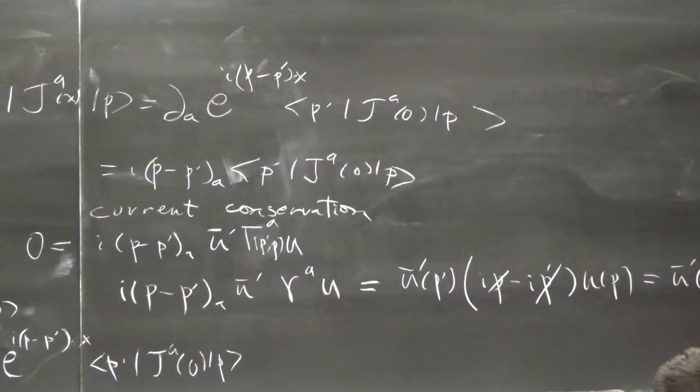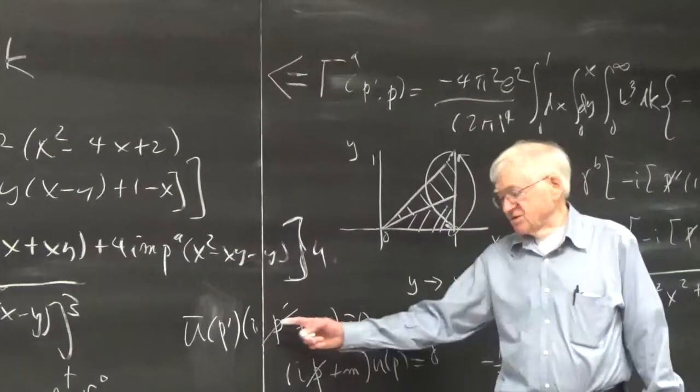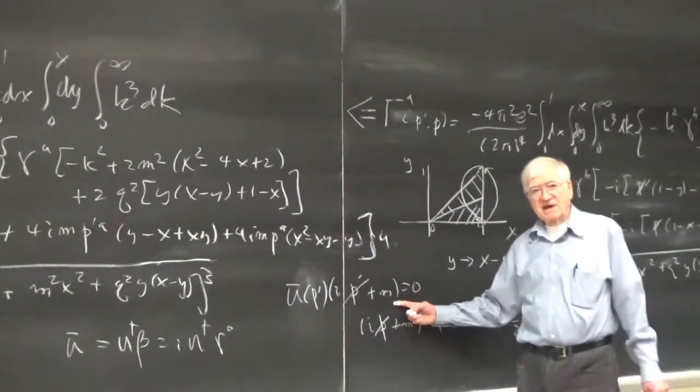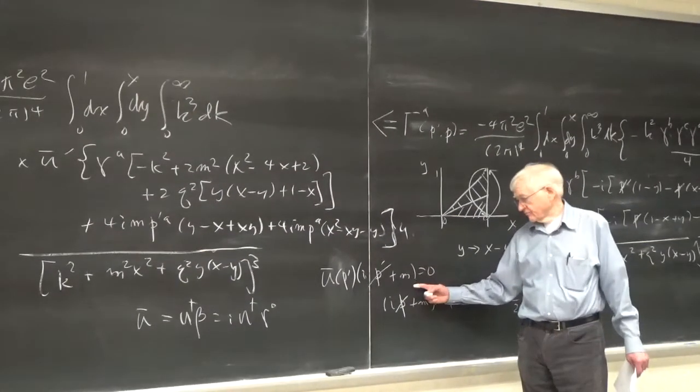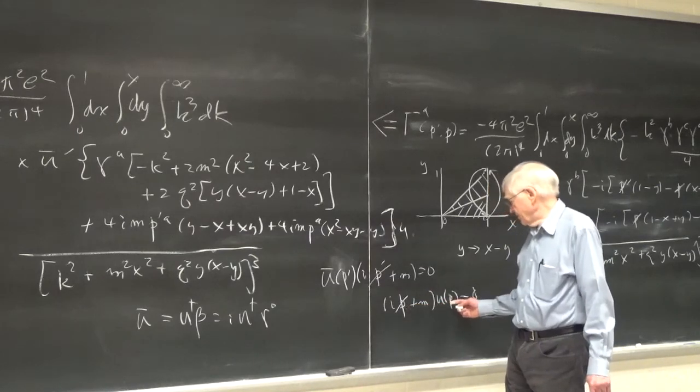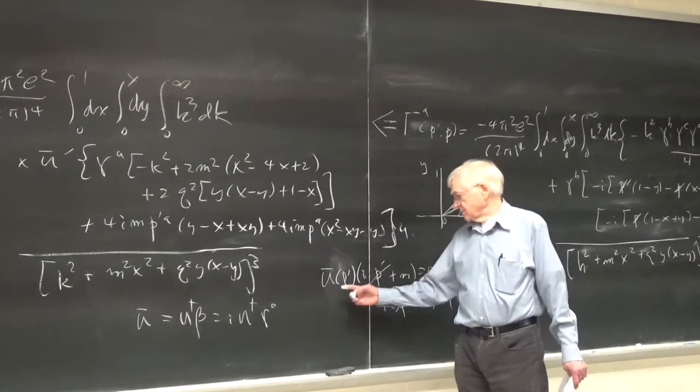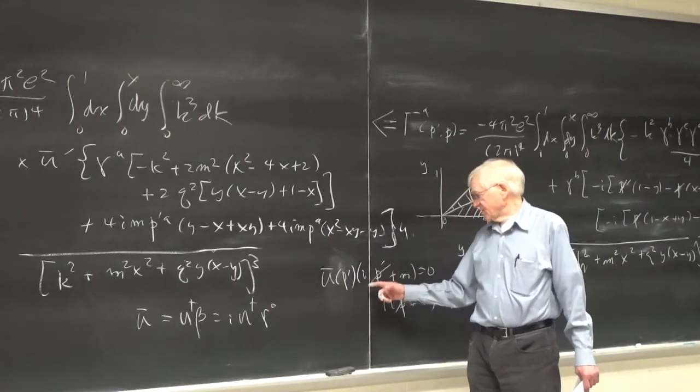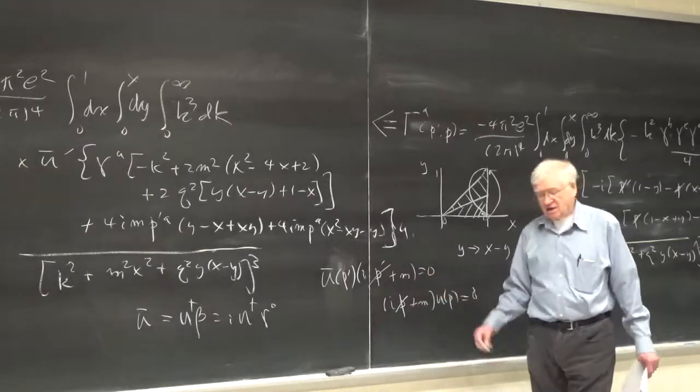Here I'm using the fact, maybe you should put the camera over here for a moment, that Dirac spinors obey Dirac's equation. In particular, (i P slash plus m) sends u of P to 0, and u bar prime of P prime times (i P prime slash plus m) is 0.